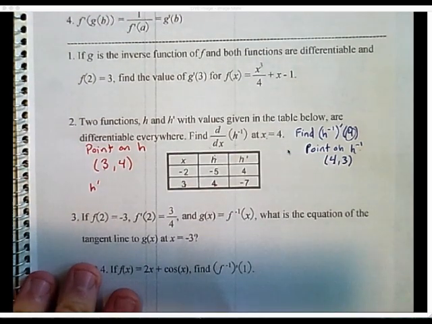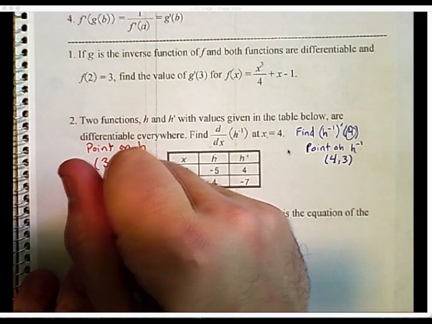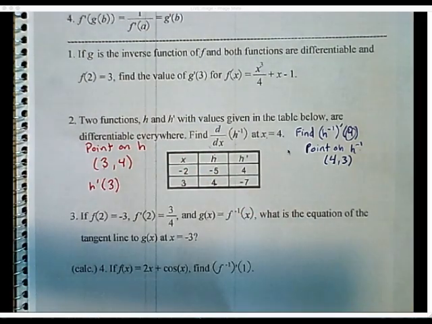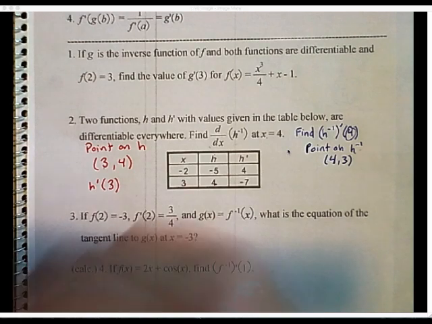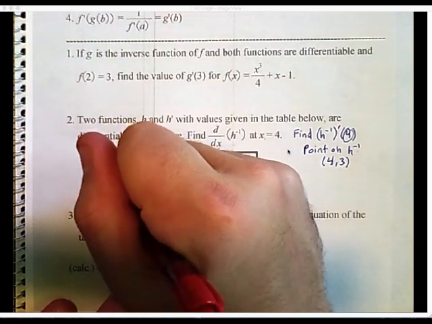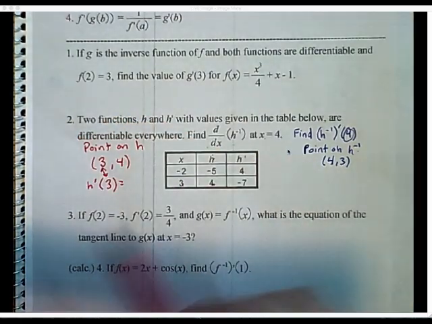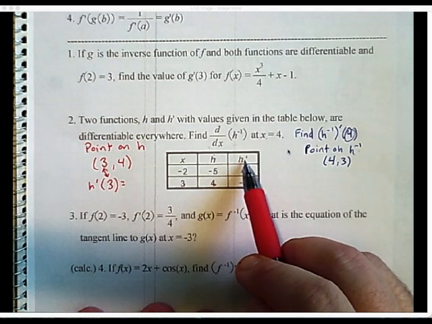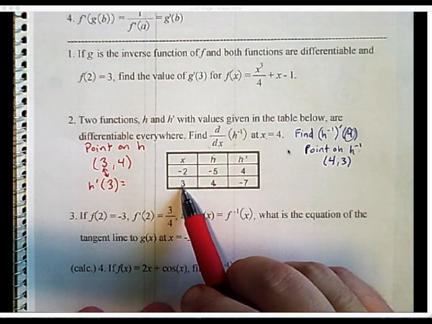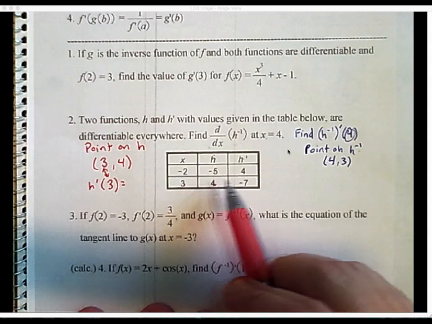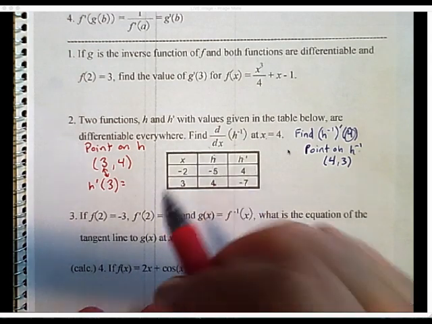So on this one, what is h prime of 3? Okay, because again, what's the slope of the tangent line at 3? So go over to h prime. H prime at 3 is -7.